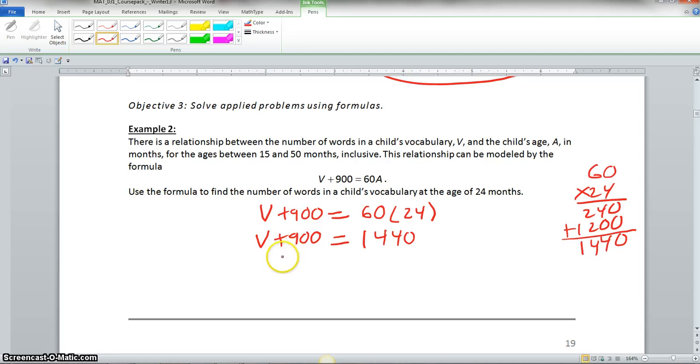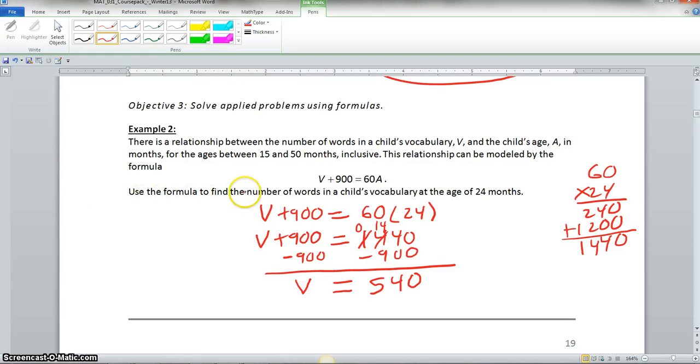Now, we have to subtract 900 on both sides. So we will have V, 900 minus 900 is 0, and that equals 1,440 minus 900. 0 minus 0 is 0. 4 minus 0 is 4. We cannot subtract 9 from 4, so this 1 becomes a 0, and this 4 becomes 14. 14 minus 9 is 5.